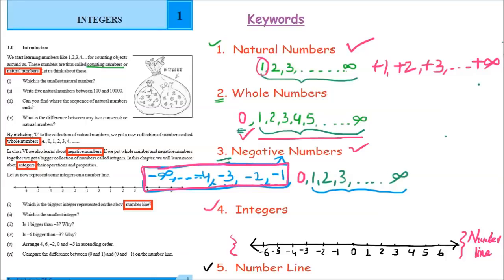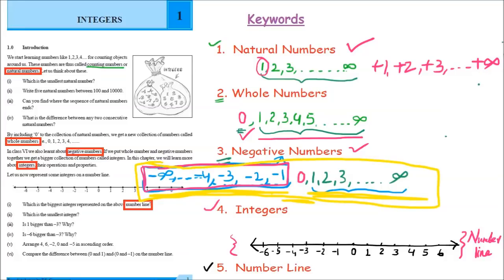Then integers include negative numbers, positive numbers and 0. The whole set of negative numbers, positive numbers and 0 is known as integers, the set of all numbers including negative, positive and 0. Then we have seen how to create a number line.